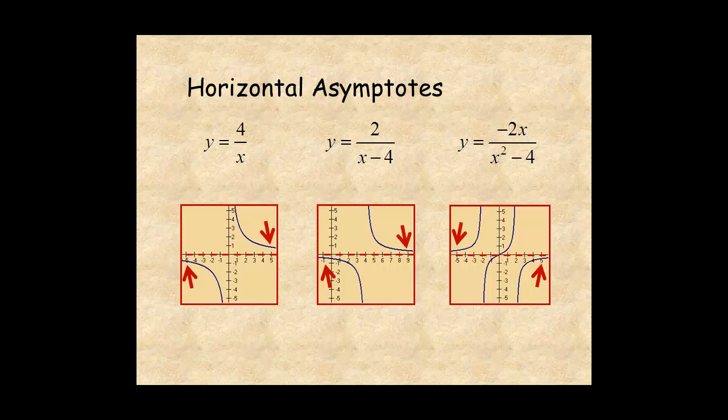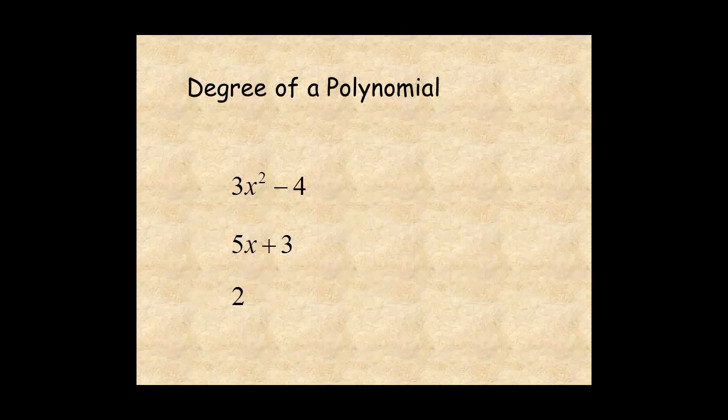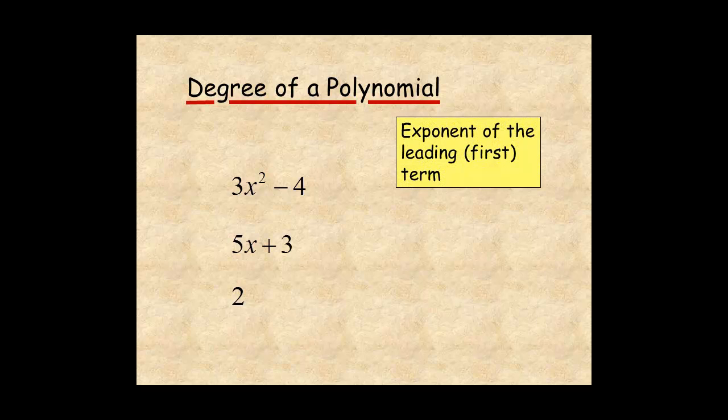Your understanding of this rule depends upon recalling two important concepts. The first concept is the degree of a polynomial. The degree of a polynomial is the exponent of its leading term, or first term. For the first example, the exponent of the leading term is 2, so the degree of the polynomial is 2. For the second example, the variable does not appear to have an exponent, but remember, it really does have an exponent. It's 1. So the degree of the polynomial is 1.